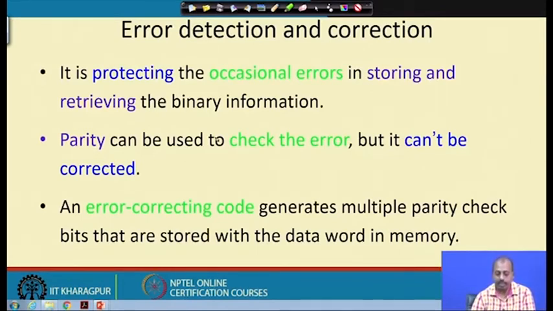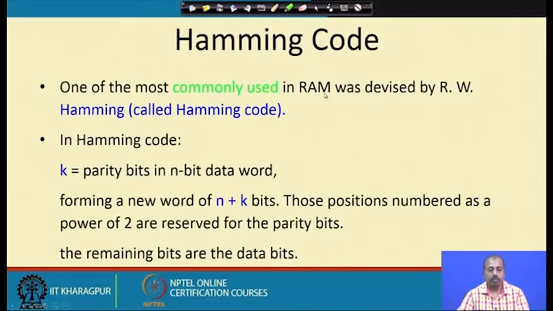Error correcting codes can generate multiple parity check bits that are stored with the data word in memory, and that can lead to a better possible correction of this corruption. We will see how this is done. One commonly used code for error detection and correction is the Hamming code. This was devised by R. W. Hamming, and that is why it is called the Hamming code.